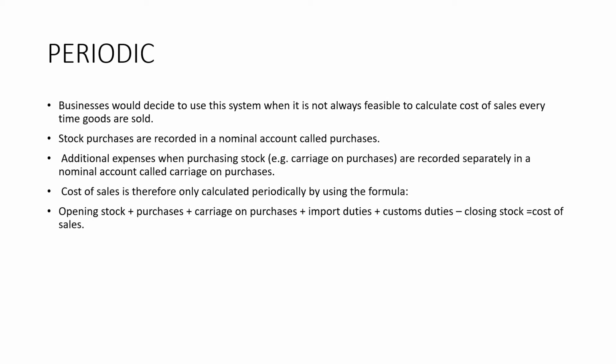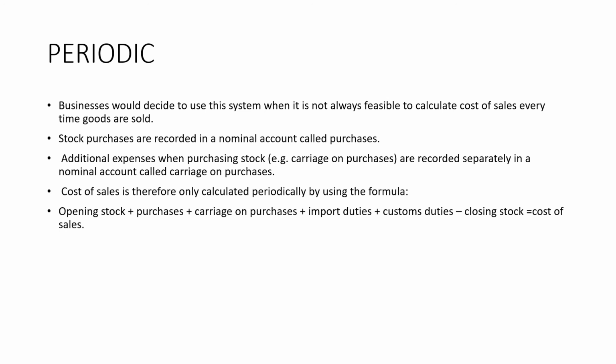Let's say this is a 2020 year assessment. Any stock that was available, that was the closing stock of the 2019 year assessment, you bring it forward to 2020, and that is going to be your opening stock. And then you add your purchases, any purchases you've made during the 2020 year assessment, and any delivery cost you've paid, or import duties or customs duties. You add all of that, and then you subtract the stock that is left at the end of the year, at the end of 2020. That's how you're going to get your cost of sales.